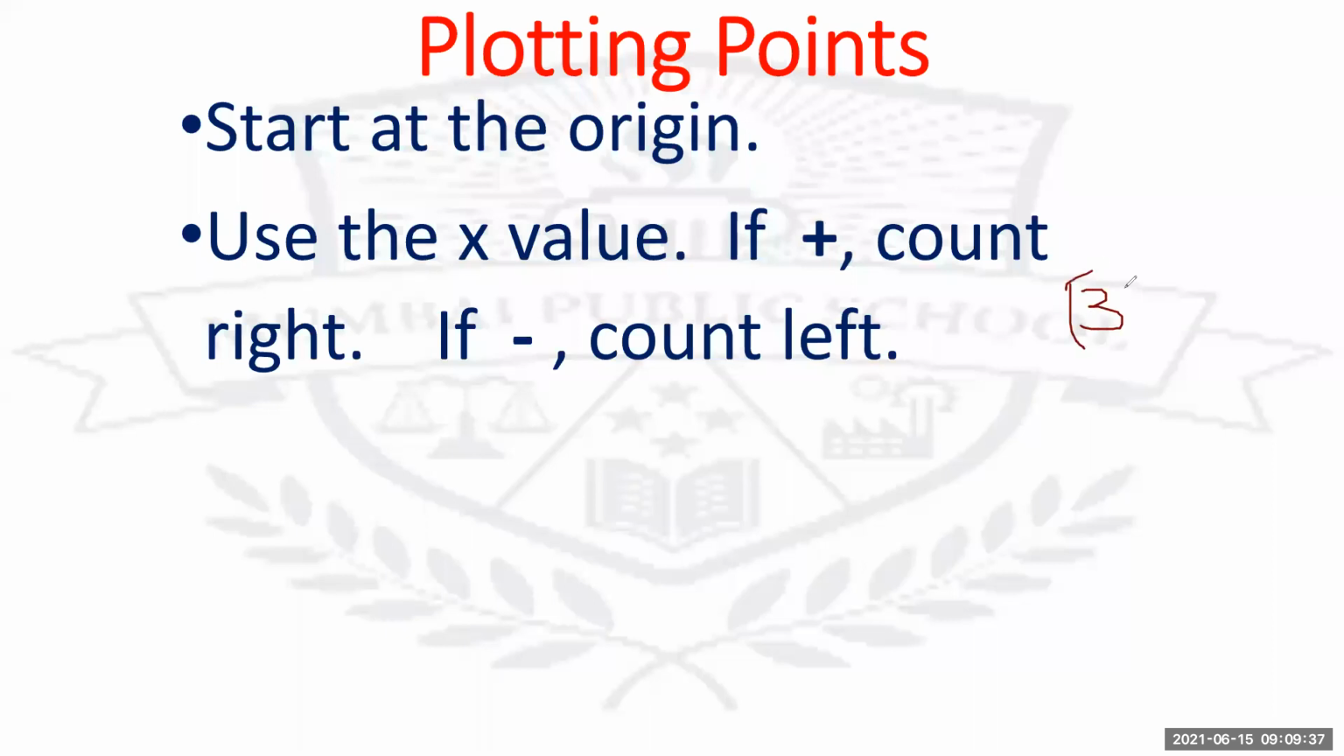Plus 3. So what will you do? You will start to count towards the right. And if it is, suppose, minus 3, you start moving towards the left. Is this clear to all the students? Any difficulty in understanding this?